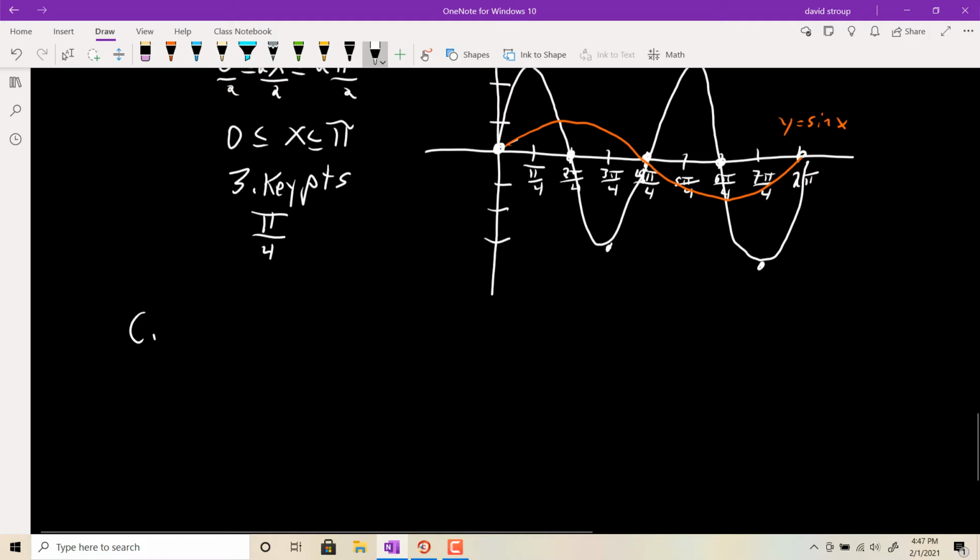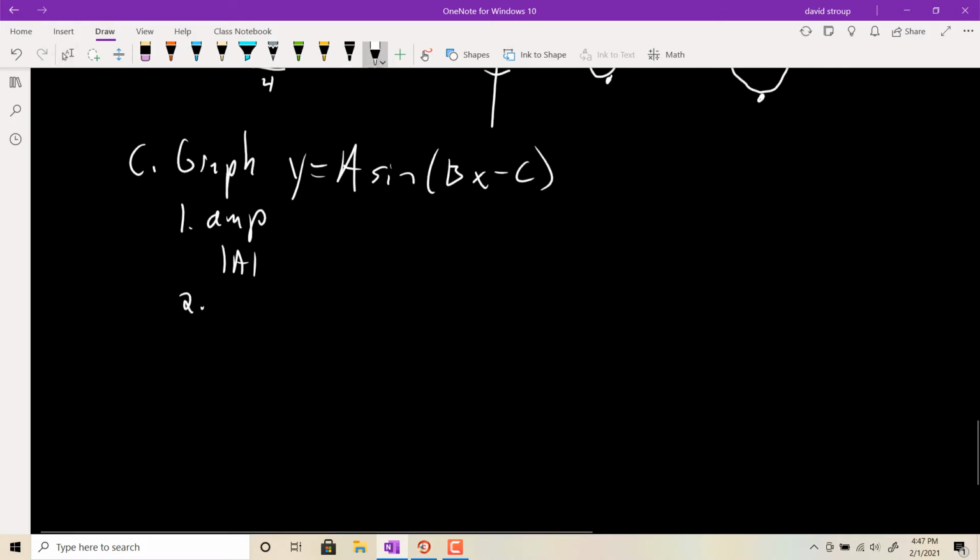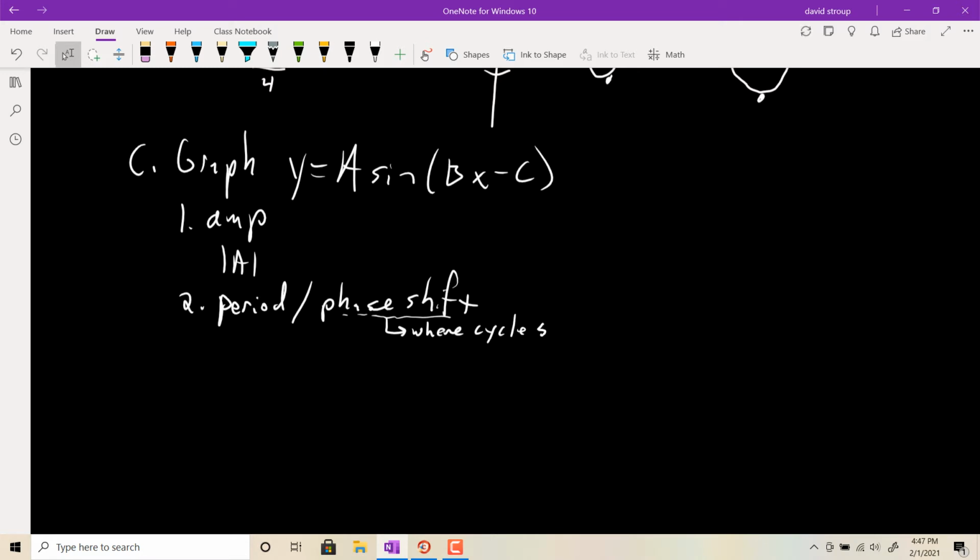So C. Graphing y equals a sine of bx minus c. What this is going to do is move it left or right. First we figure out, as usual, the amplitude, which is just the absolute value of a. Secondly, the period, and along with this, we get a phase shift. The phase shift is basically where the cycle starts, and the period is the length of the cycle.